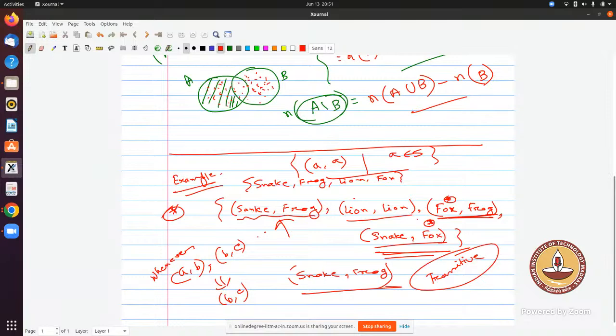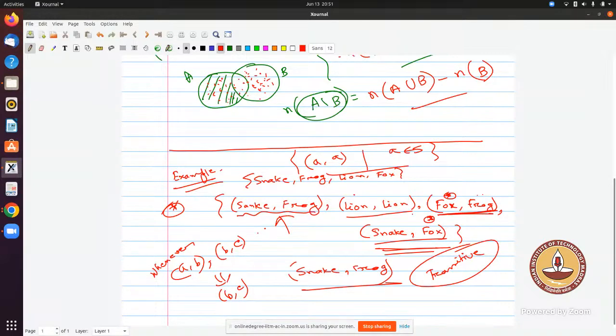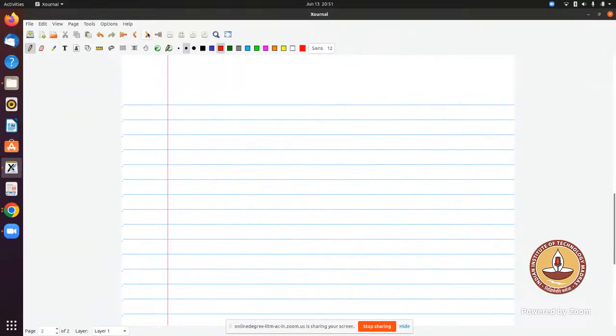Frog and many other elements should be there. (Fox, frog), (frog, fox) should be there. (Fox, snake) should be there. All this should be there. For the reflexive relation, all the elements should be there. For symmetric, the condition is applicable to all elements, and for transitive also all elements should satisfy it.